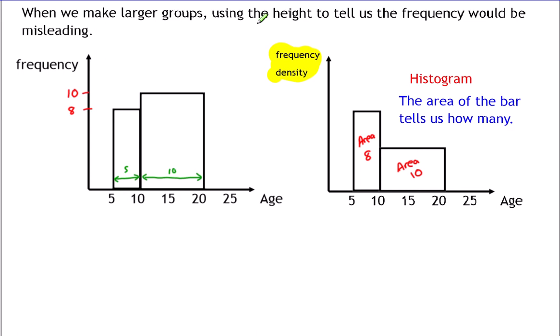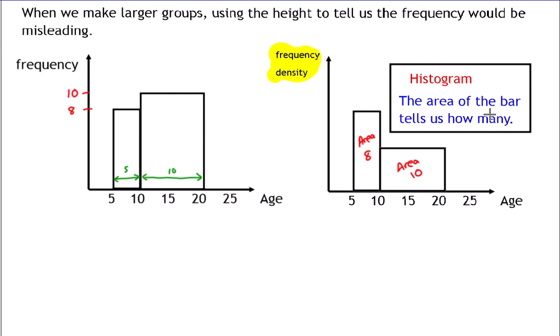Okay, so it's a 5 to 10 bar and there's 8 people in it, so that is more squashed than putting 10 people in a bar that is 10 wide. Okay, think of it like a room. Which room would have the most space? 10 people in a big room or 8 people in a small room, and how tightly packed in you are, that's called frequency density.